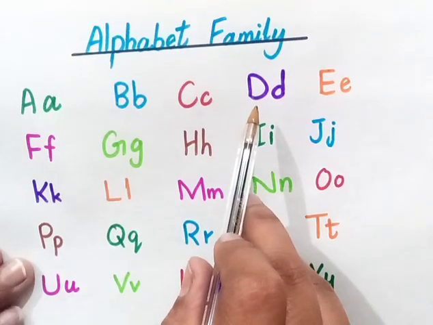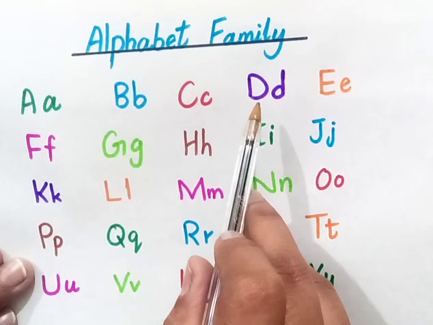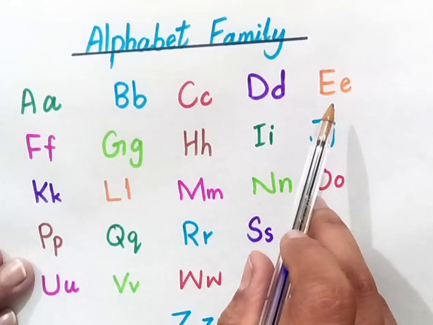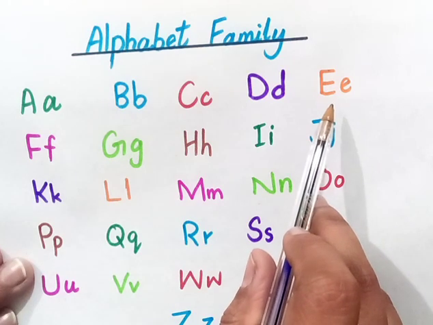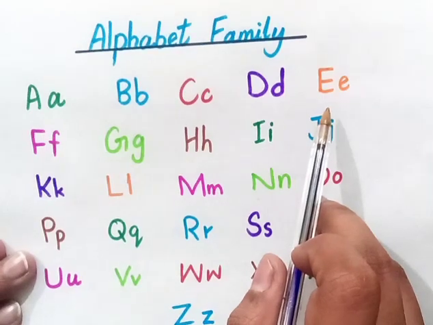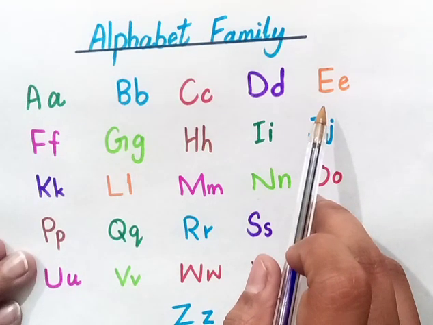D. The sound of D is D. D. Which letter is this? E. The sound of E is A. A.